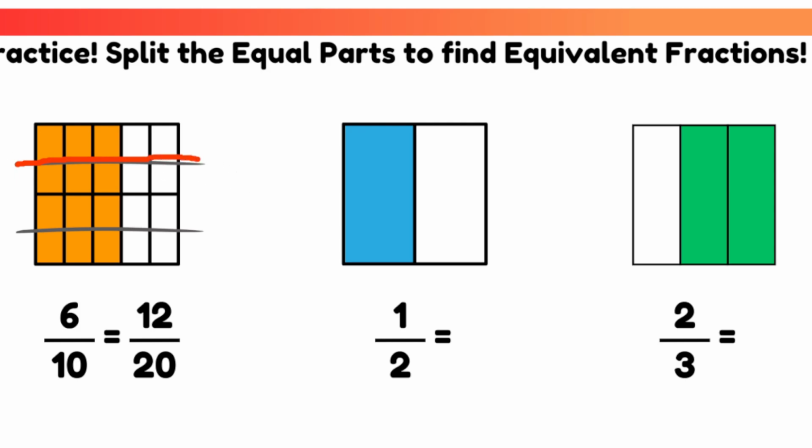Now, notice something. If I were to just cut this top part in half, I wouldn't have equal parts because I still have to cut this bottom in half. Now you can see each part here is the same size. And when you count them all up, you'd see that you have 12 shaded in out of 20 total parts. So 6/10 is equivalent to 12/20. I want you to pause here for a minute and see if you could draw these shapes out and cut them into equal parts to see if you can find your own equivalent fractions.